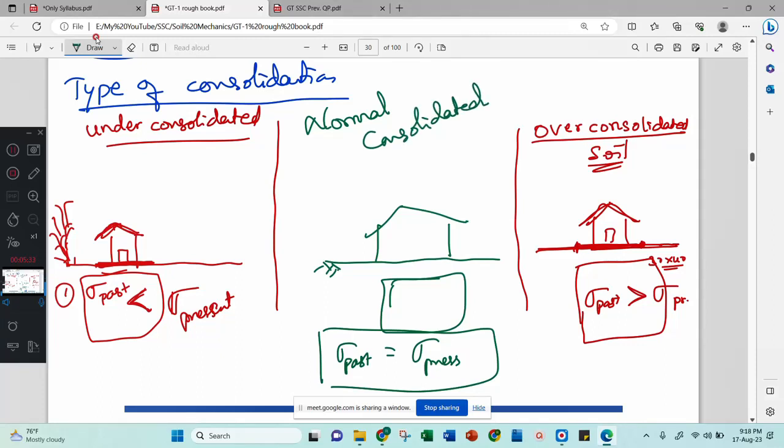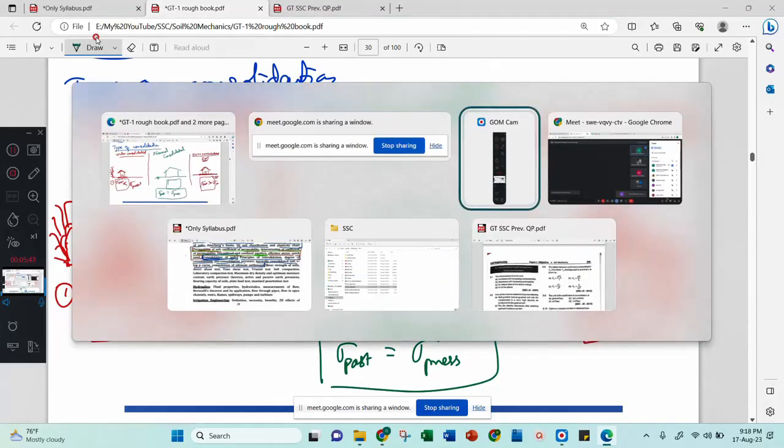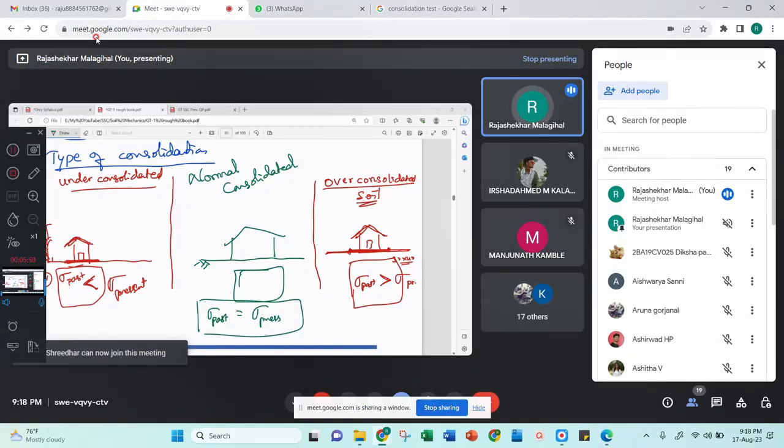Right? Normally consolidated, under consolidated, over consolidated. Now tell me, if I give you three cases, three plots, then which one do you want to take? Case 1, case 2, case 3, which is best, which is good for civil engineering, or which will give you fewer failure conditions? Tell me.